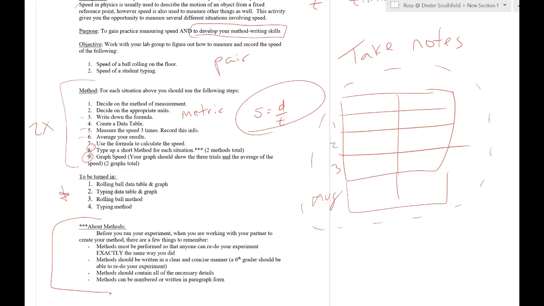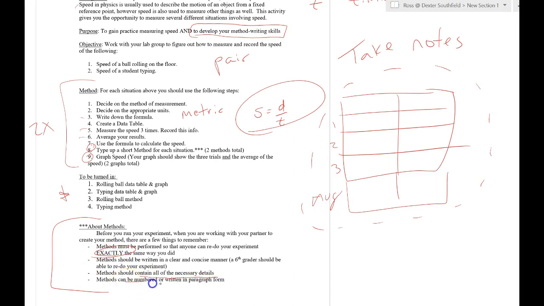Methods should be written in a clear and concise manner. A sixth grader should be able to redo your experiment, right? Pretend like you're writing this method for a sixth grade student who has not had me as a teacher, who has not had any of the physics learning or reading that we've done, and is a little kid, right? You want to write this method so clearly that they can repeat it exactly the same way you did. Your method should contain all of the necessary details. Again, hoping that they can redo it exactly the same way.